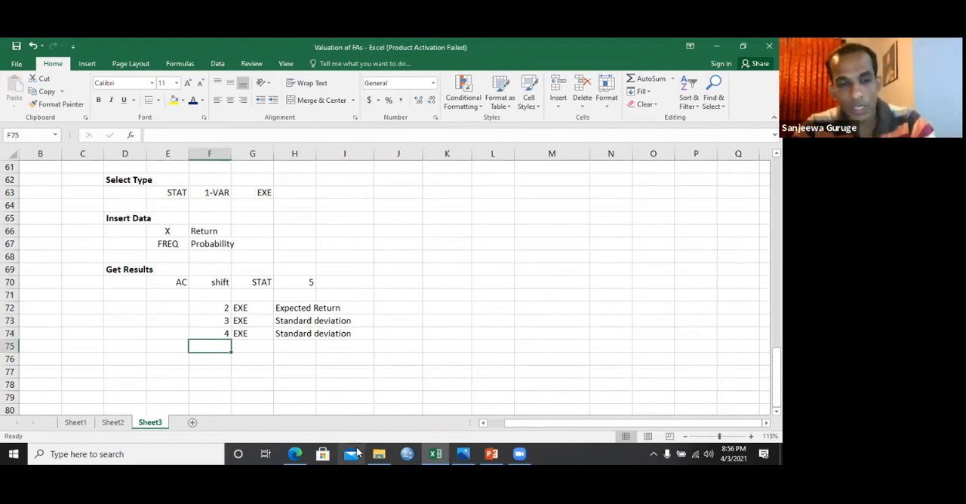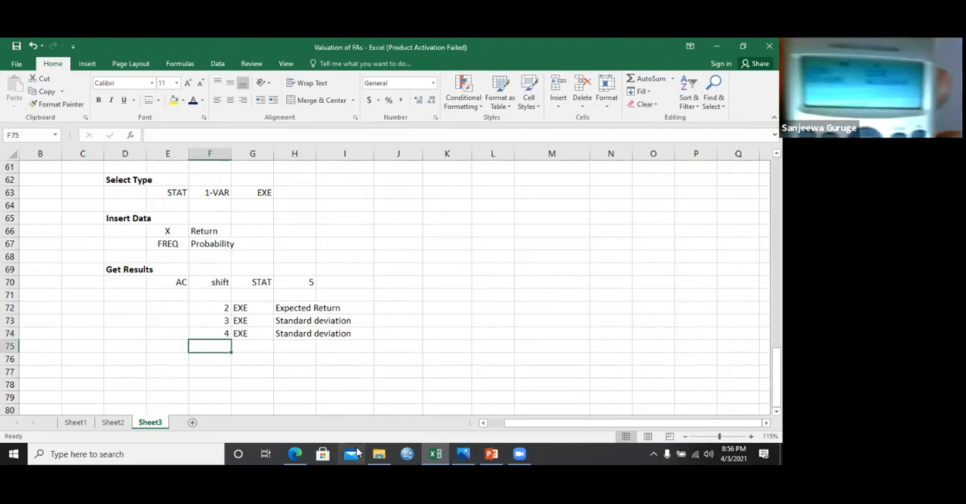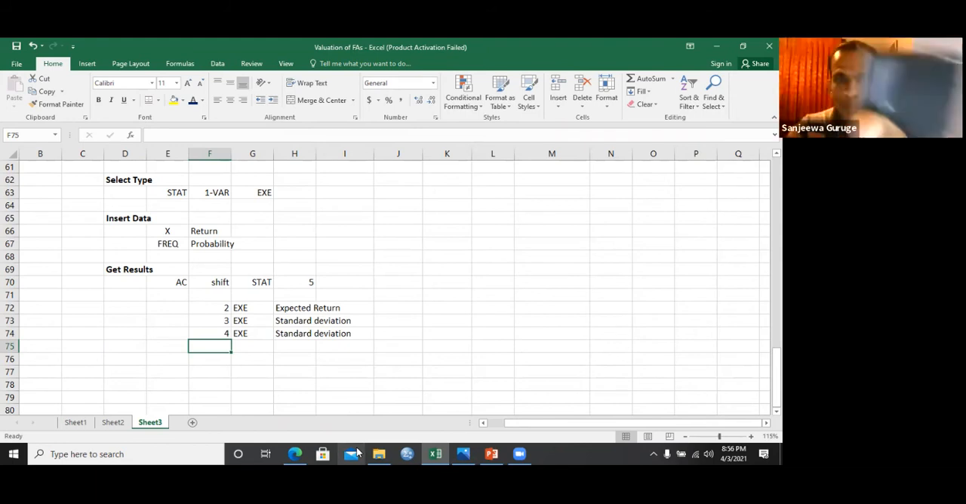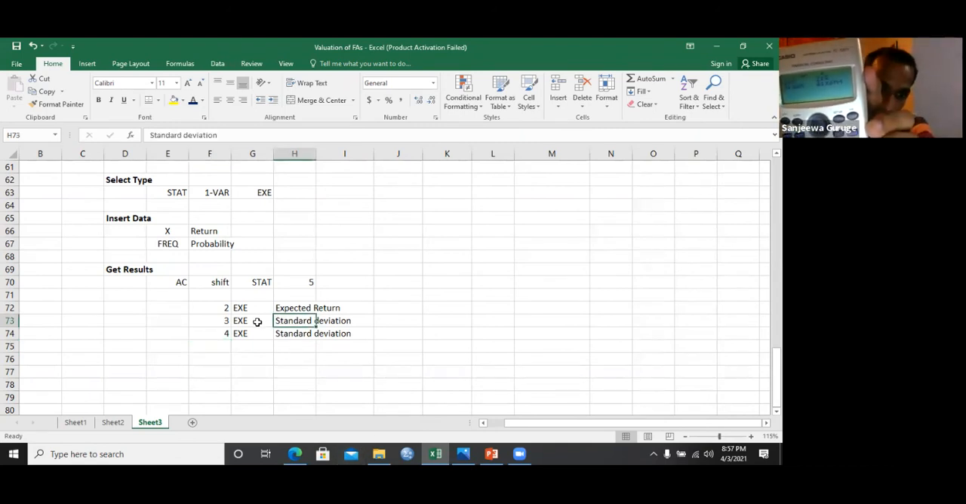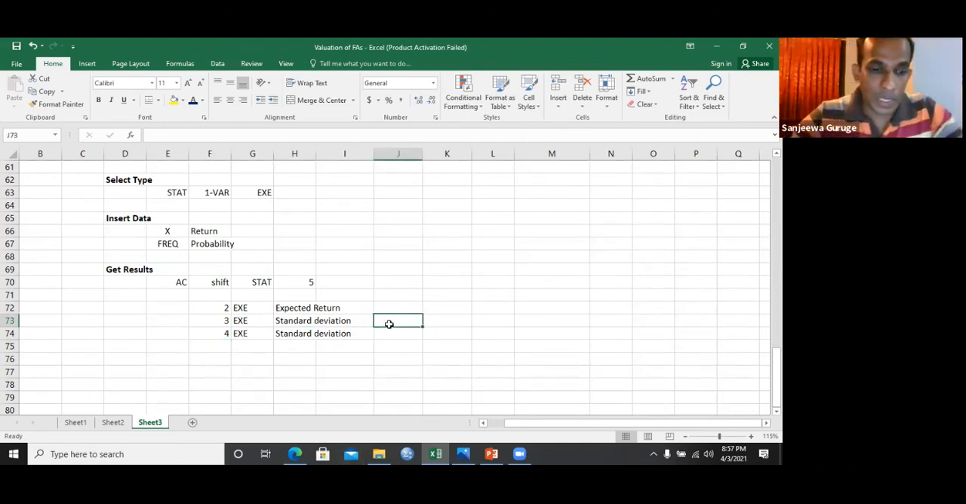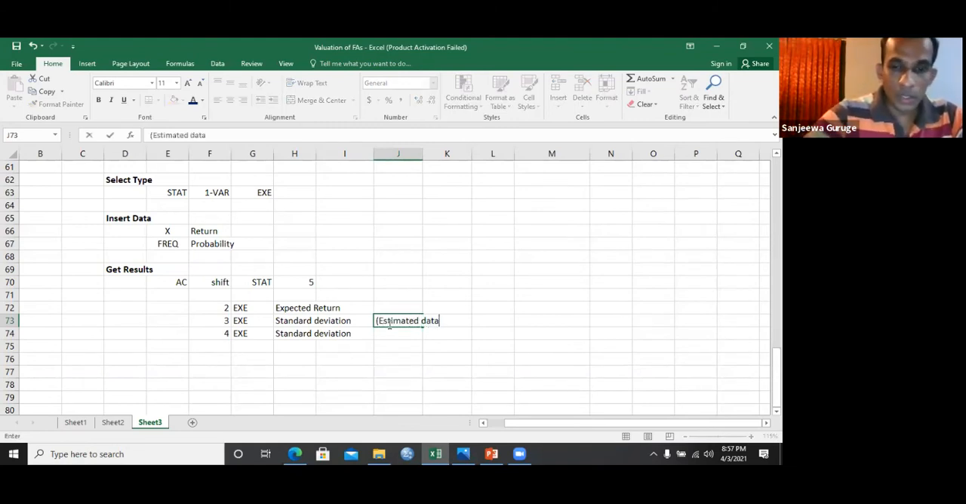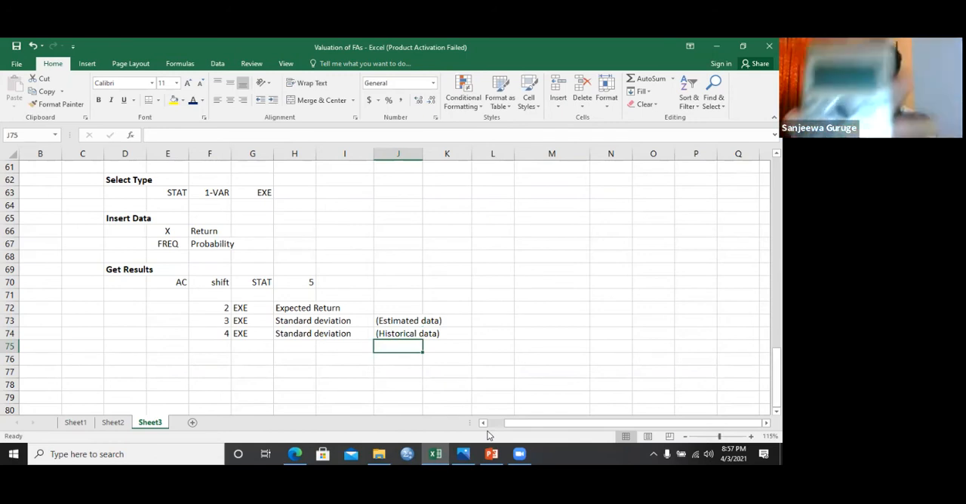So when you press shift stat 5, as you mentioned, we get this screen. 1 means include n, where n is the number of observations. 2 is the expected return. 3 is the standard deviation when we use probabilities, estimated data. And in order to get the standard deviation when we use historical data, we have to press 4.